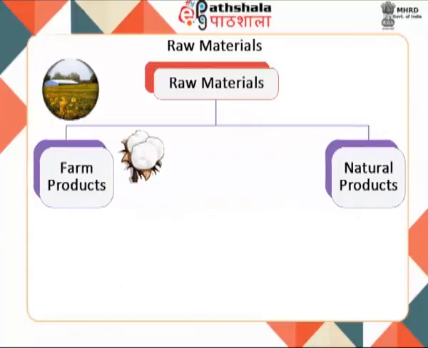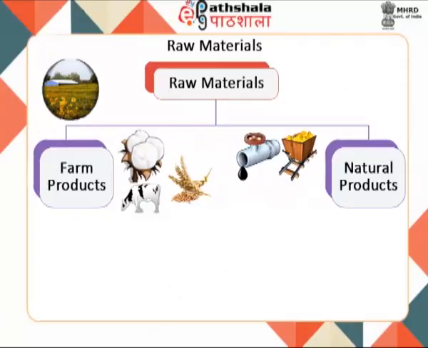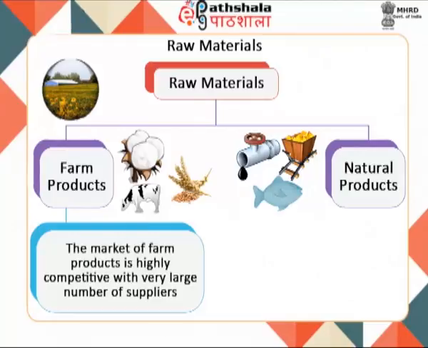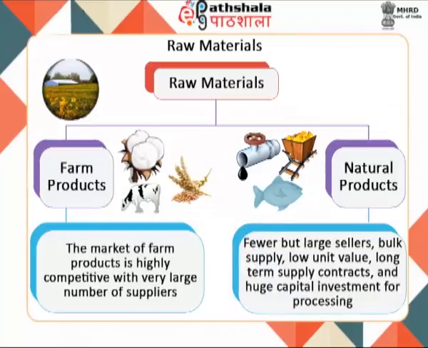The farm products are cotton, wheat, cereals, oils, fruits, vegetables, livestock, etc., while the natural products are crude petroleum, ores, mines and minerals, fisheries, etc. The market of farm products is highly competitive with very large number of suppliers who provide similar goods at a very low margin, and the differentiation is possible in terms of grading, assembly, storage, transportation and selling services. As against the farm products, fewer but large sellers, bulk supply, low unit value, long term supply contracts, and huge capital investments for processing are some of the features of natural industrial products.